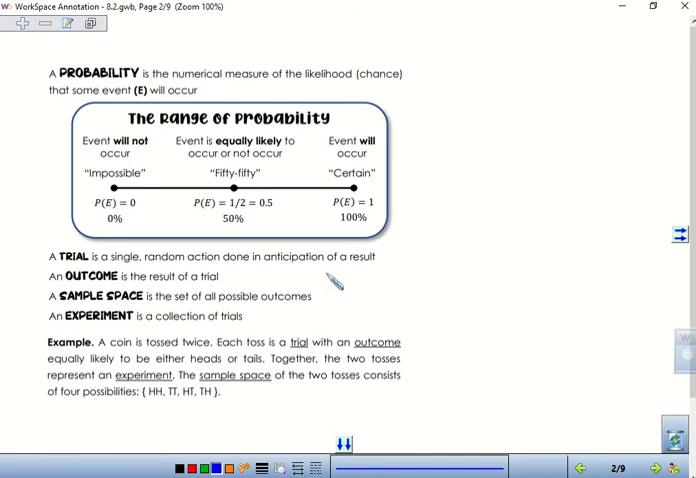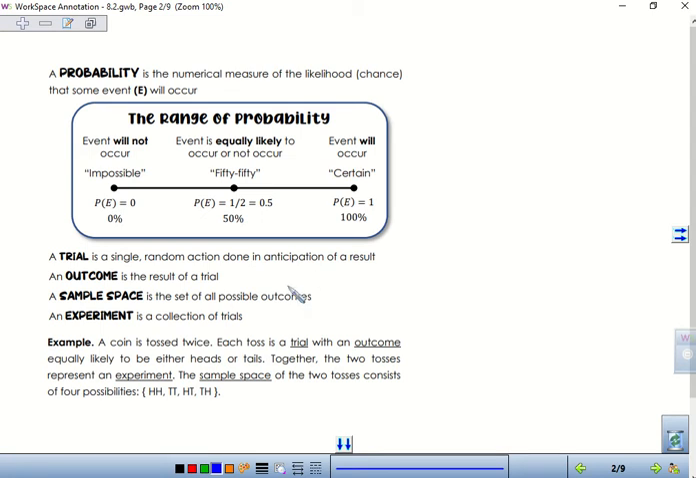So most probability falls somewhere between this spectrum. Now, your probability can never be less than 0, because nothing can be less than impossible, and your probability can never be more than 100%, because it's not like something we can calculate over 100%, right? If it's 100% certain, you can't go above that.